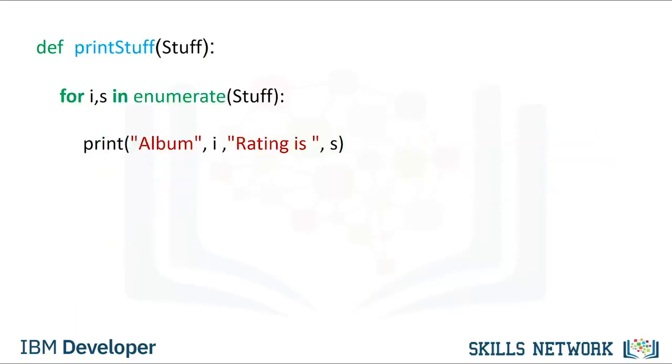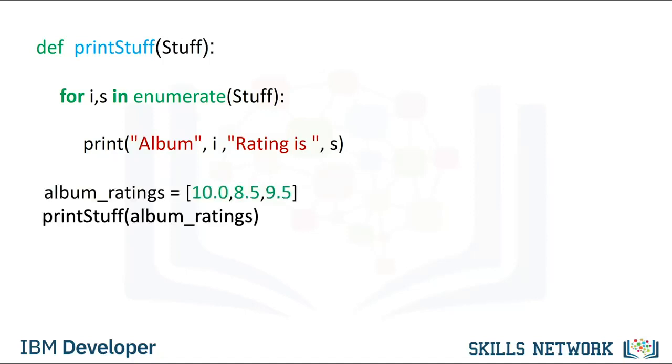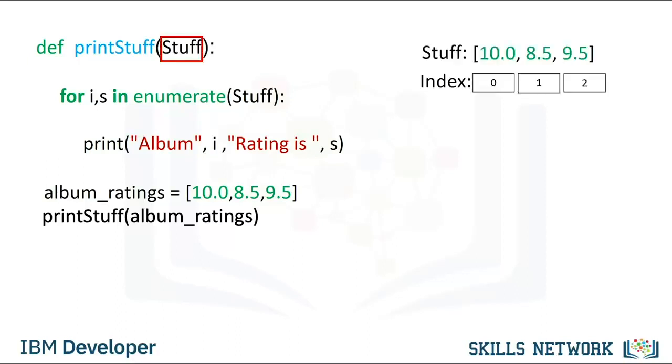We can use loops in functions. This function prints out the values and indexes of a list or tuple. We call the function with a list of album ratings as an input. Let's display the list on the right with its corresponding index. Stuff is used as an input to the function enumerate.